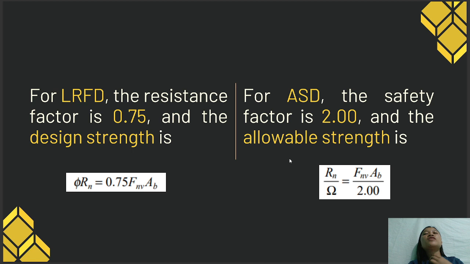Whereas, if we solve for ASD, the safety factor omega is 2.00. And our allowable strength is Rn over omega, equal to Fnv times Ab all over the safety factor, which is 2.